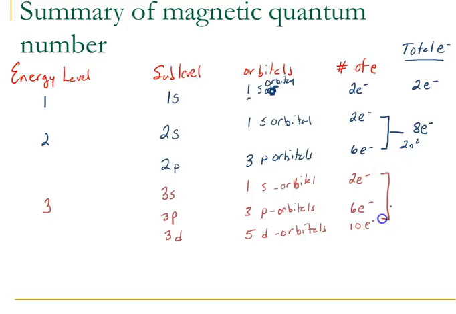That gives a total of 18 electrons, or 2 times n squared again, where n is 3. 3 squared is 9, times 2 is 18.